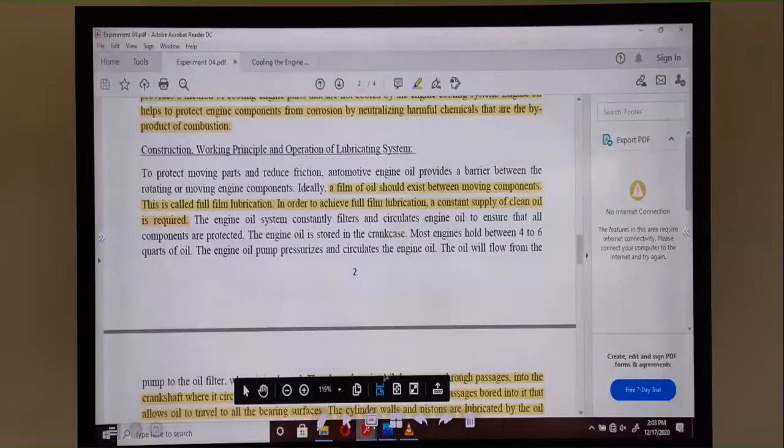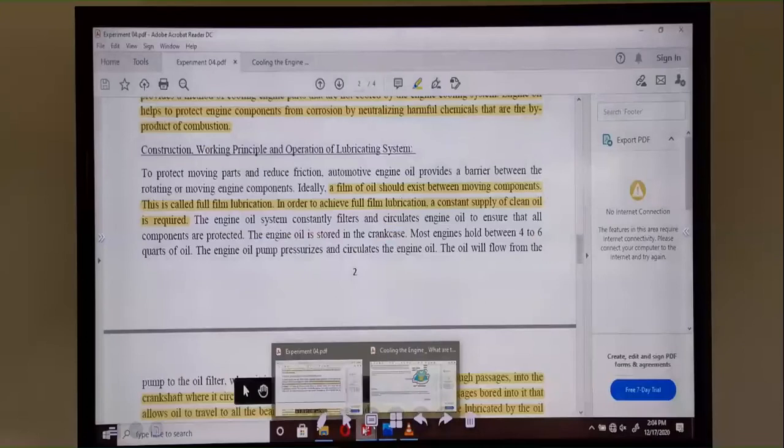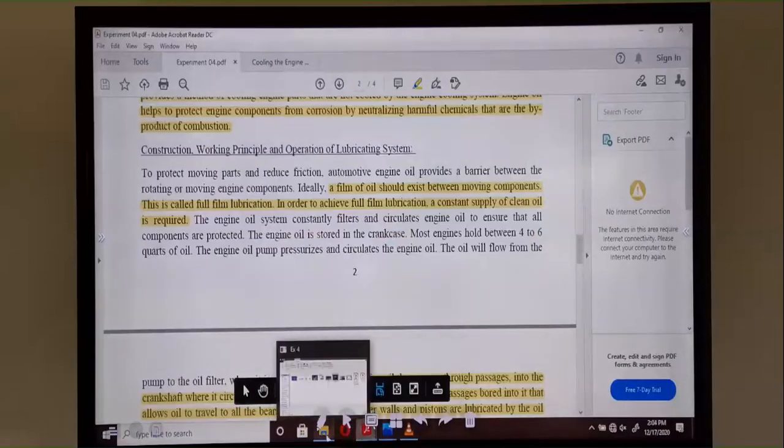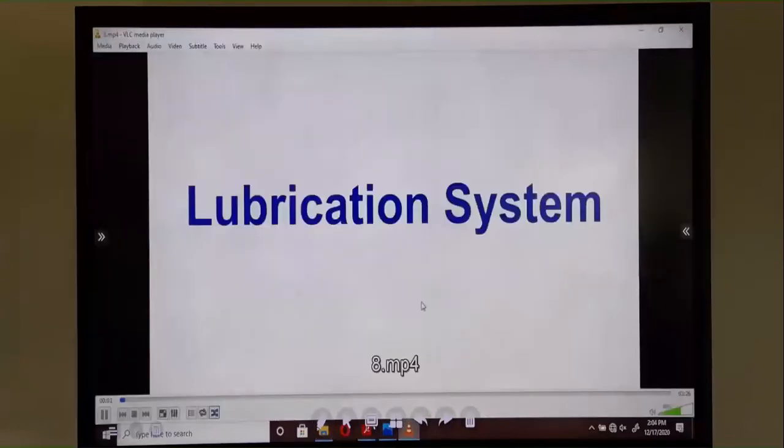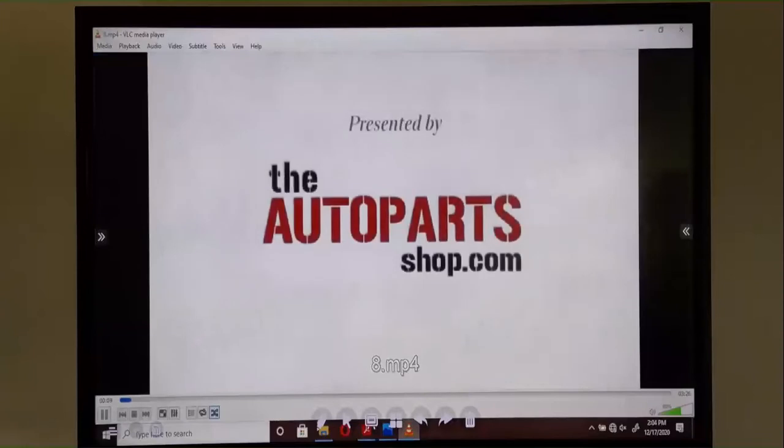Let's see how this lubrication system works in an engine. We'll watch an animation of the lubrication system.